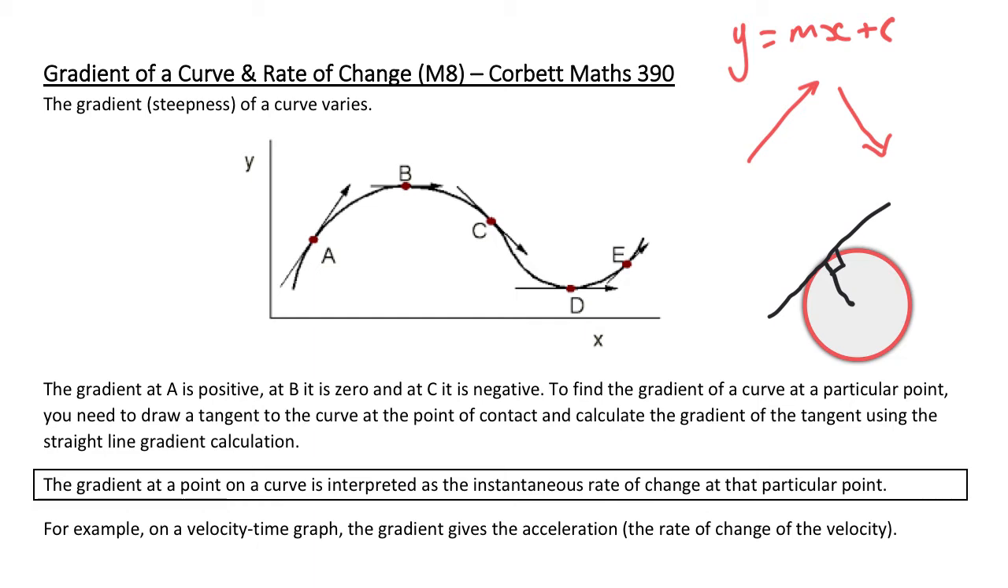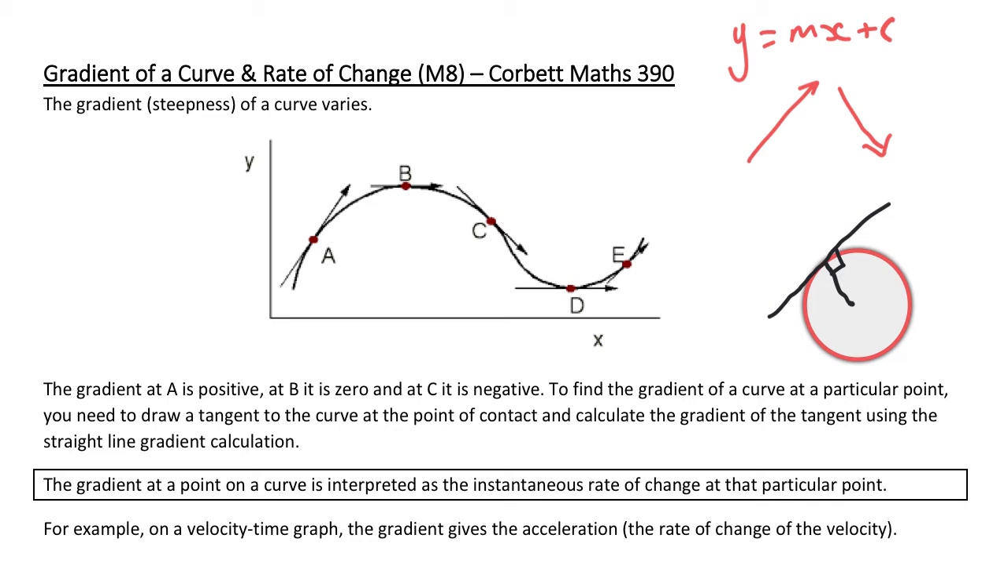The gradient at A, we can see that it's sloping upwards, so it's going to be a positive gradient. The gradient at B is a horizontal line, so there's no rise, so it's going to be 0. C has a negative gradient, it's sloping down. D is a gradient of 0, and E is sloping up, so it's a positive gradient as well. So to find the gradient of a curve, we need to draw a tangent to the curve and calculate the gradient of the tangent using our straight line gradient calculation.